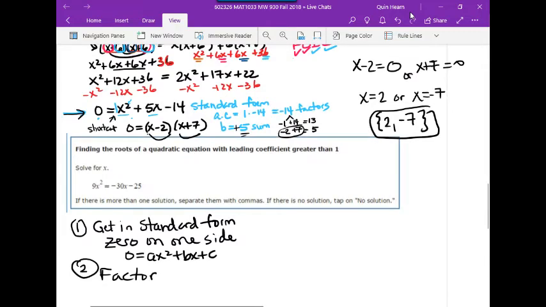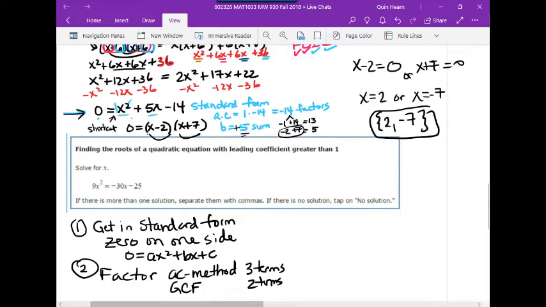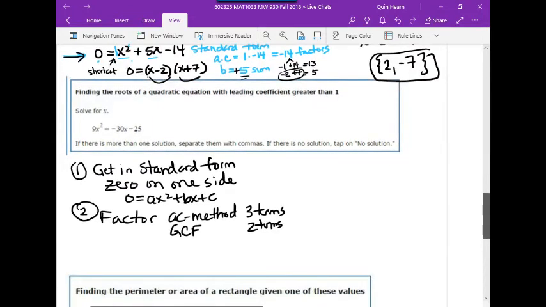You can try factoring out a GCF first, but generally it's going to be a trinomial, and we're going to use our AC method if you have all 3 terms, or take out a GCF if you only have 2 terms. We're going to talk about some other things that happen with 2 terms in the next sessions, but those are the 2 that we've looked at so far. And then, step 3, you're going to use the 0 factor property, meaning set each factor to 0.